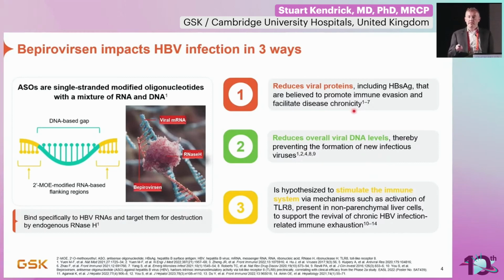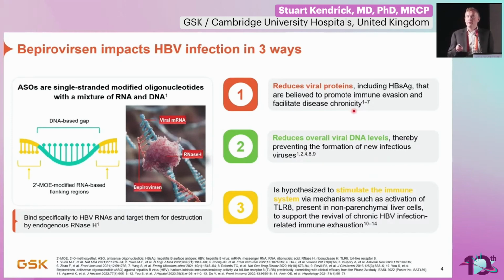The disadvantage is that in order to achieve that, it needs one-to-one binding of Bepi to the RNA. So if you've got a hepatocyte which contains a lot of copies of viral RNA, then you'll need a lot of copies of Bepi to be able to get that down to zero.